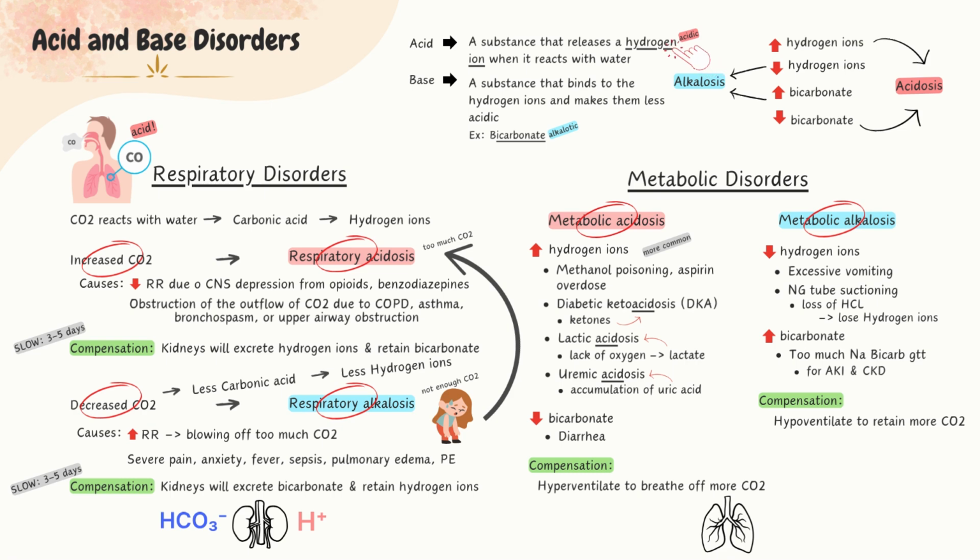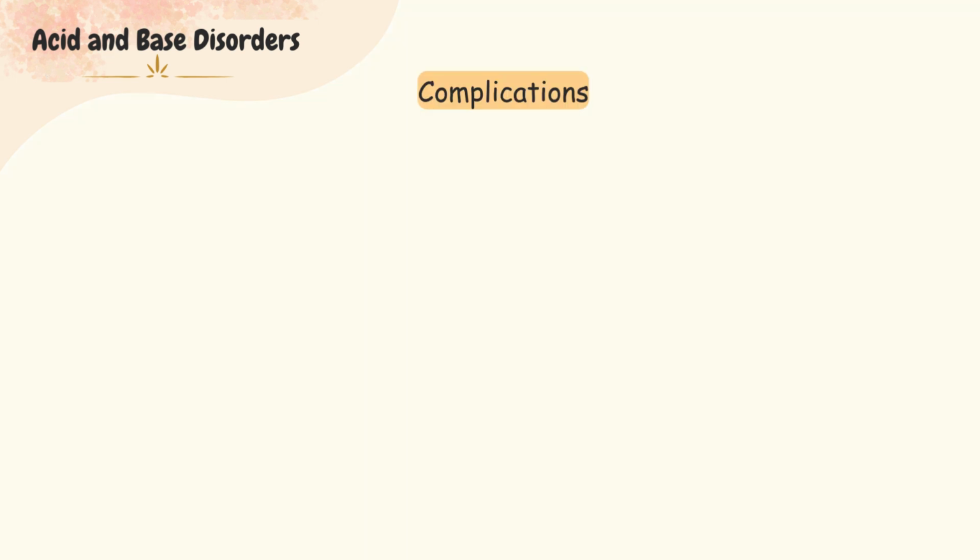Unlike the slow renal compensation, respiratory compensation begins within 30 minutes and is complete within 12 to 24 hours. So remember, for respiratory disorders, kidneys will compensate by either excreting or retaining hydrogen ions and bicarbonate, and it is a slow response. For metabolic disorders, the lungs will compensate by either hyperventilating or hypoventilating, and it is a fast response. Wow, that was a lot.